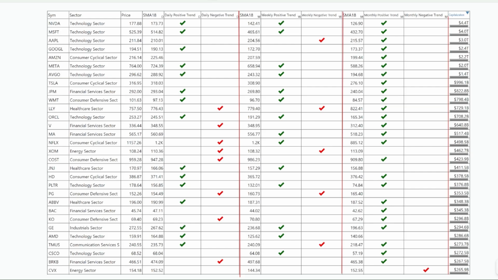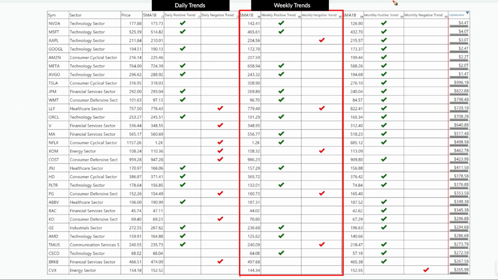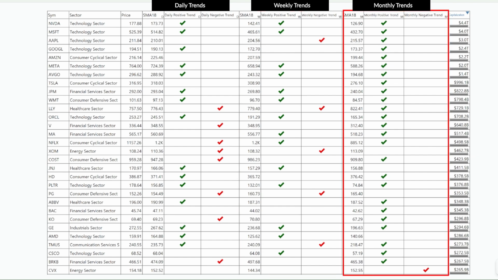All right, so I've got this list of stocks up. There's 30 stocks going across here. And what I've done is I've divided this up. So the first two columns are the daily trends. The next column is weekly trends. And the far right column is the monthly trend.